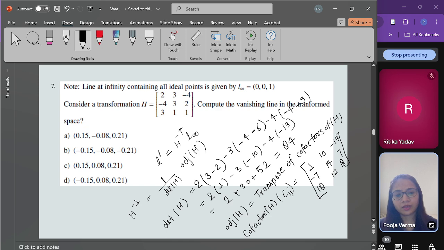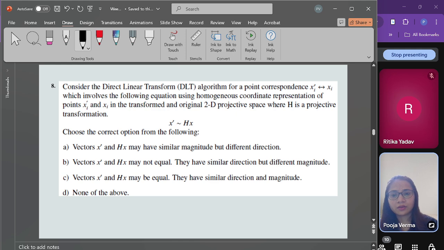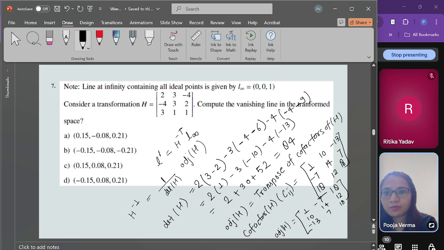Now, to find the adjoint of H, just take the transpose of that. So what will you get? What will be the transpose? 1, 10, minus 13, right? Just take row into column, column into row. So minus 7, 14, 7, 18, 12, 18, right? So this is the adjoint of H.